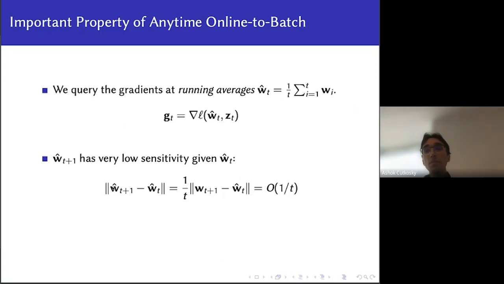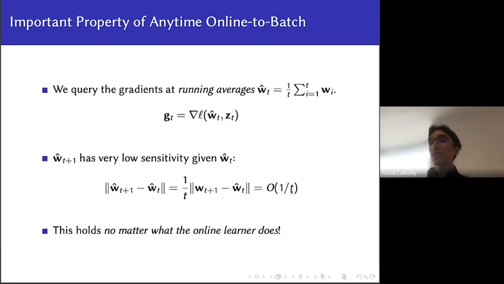If you look at the difference between two successive running averages, it's a fairly straightforward algebraic calculation. Actually, I think this should have been a t plus 1 down here. Sorry, so the sensitivity is even lower than I'm mentioning. But you'll see that the difference between two running averages is roughly order 1 on t. So this is actually fairly low sensitivity.